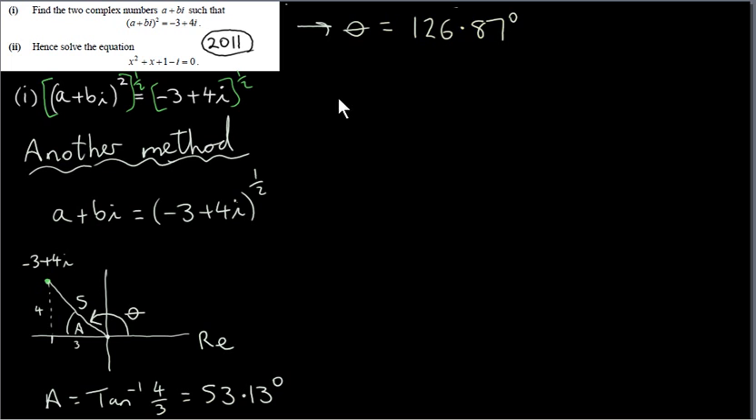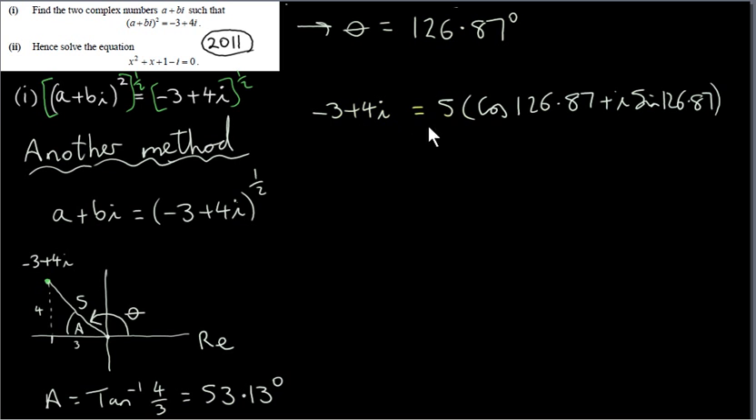So now we can write minus 3 plus 4i in polar form. We can write it in the form r cos theta plus i sin theta, where r is 5 and theta is 126.87. And you can check this. If you multiply 5 by the cos of 126.87, you should get minus 3. If you multiply 5 by the sine of 126.87, you should get plus 4, or close enough to it, allowing for rounding.